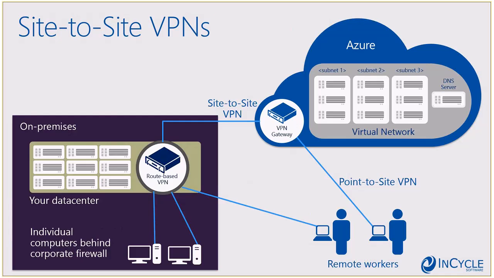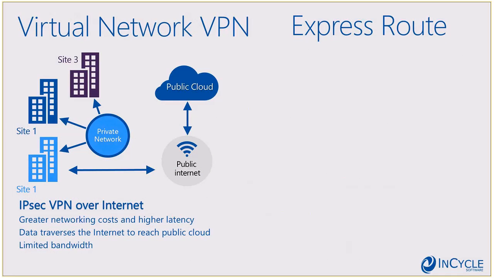So let's talk about the virtual network VPN and the difference between that and ExpressRoute. The two solutions, point-to-site and site-to-site, that we've discussed at this point are what we call virtual network VPN solutions. They provide IPsec VPN over the internet. So all connections are done over the public internet up to the public cloud. Some of the things to keep in mind with that type of architecture is there's greater networking costs and higher latency. Your data is going to traverse the internet to reach the public cloud, so you're going to be limited to the bandwidth of your public internet connection.